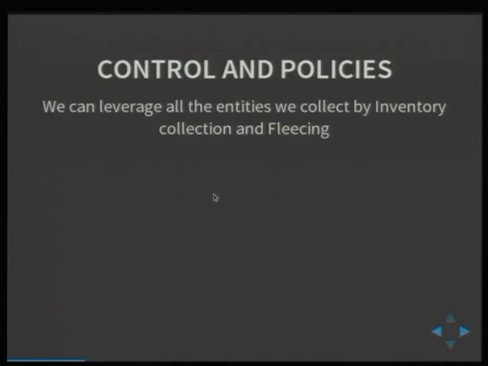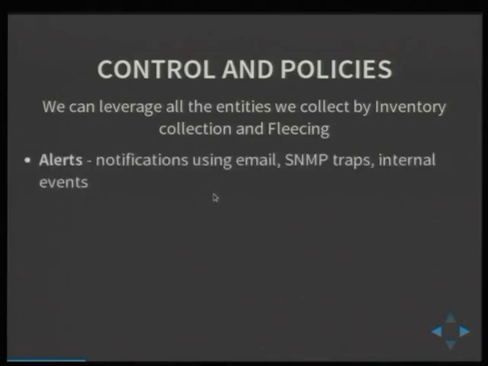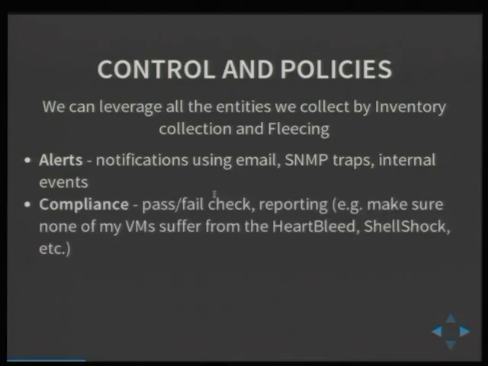Now, control and policies, you've heard some of that in the last presentation. You can leverage, again, all the attributes and all the entities, for example, for writing alerts. When something is happening, like your load is too big, or something is doing smart state analysis of a VM that should be forbidden, you can raise an alert, send email, SNMP traps, or even internal events. We will show examples of that later.